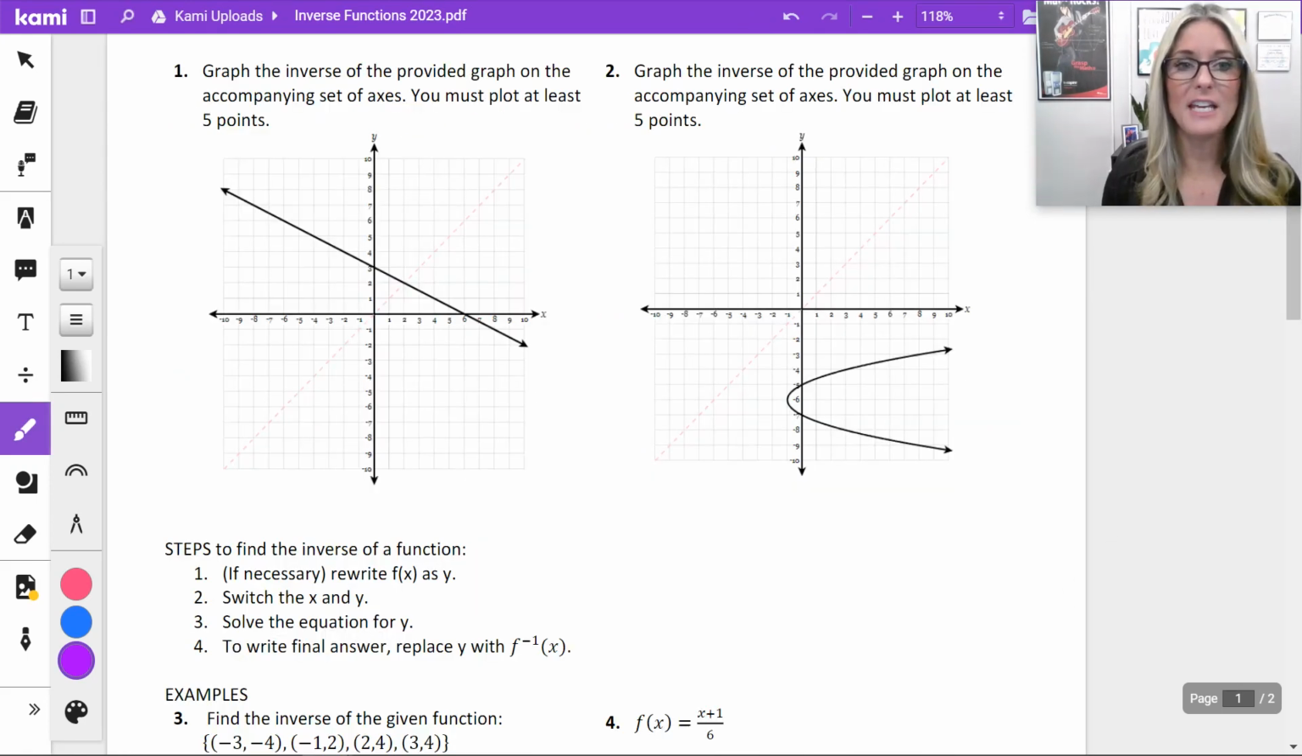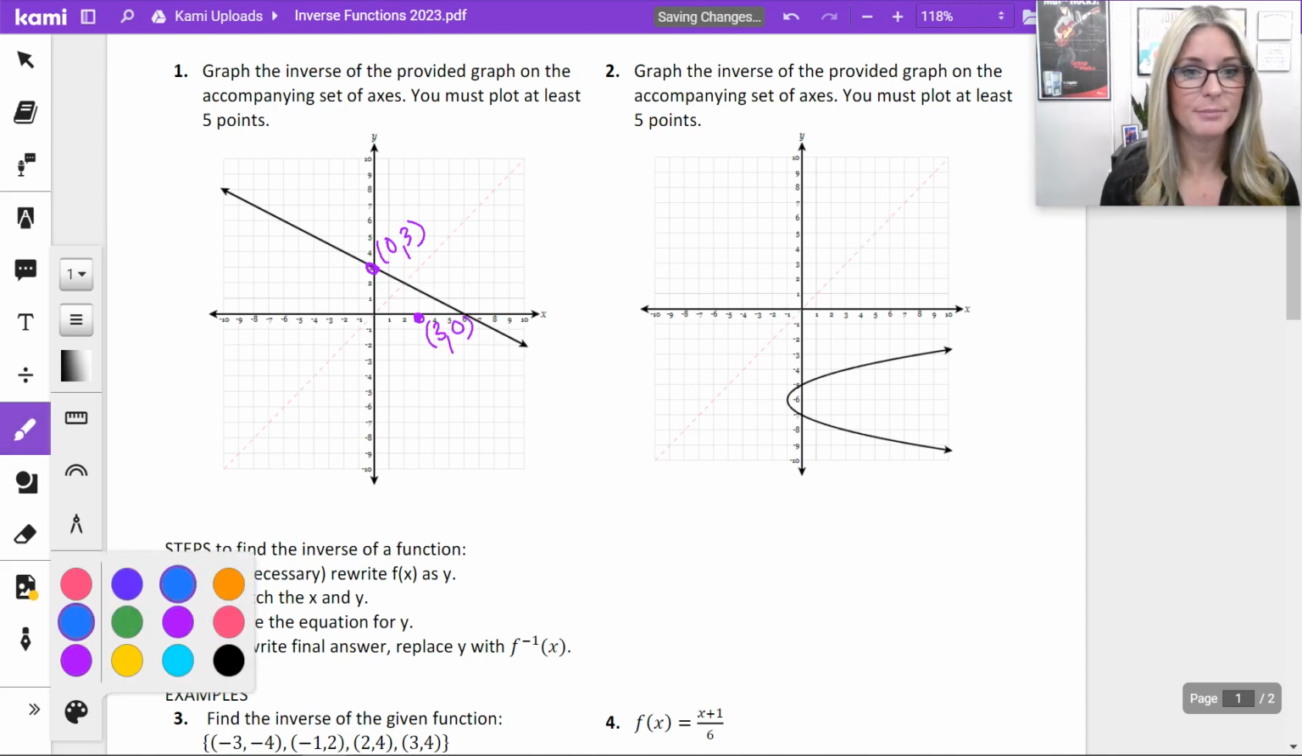So number 1, graph the inverse of the provided graph on the accompanying set of axes. You must plot at least 5 points. So the black line is the provided function. There's a red dashed line that I'm going to talk about more in a second. So we're just looking at the black line. I don't know why my eyes are gravitating here to this (0, 3) point. But on Delta Math, I would then go to where? (3, 0). 3 on the x-axis, 0 is my y value there. That's my new point for my inverse function that I am graphing, (3, 0).